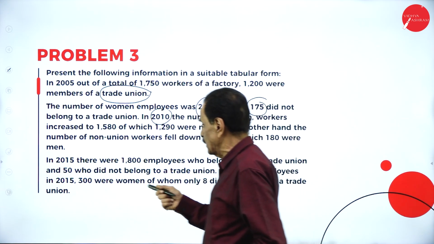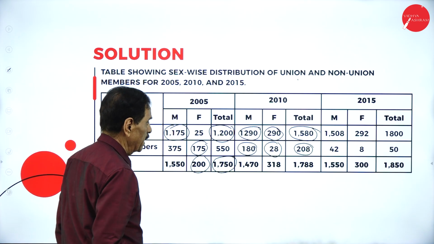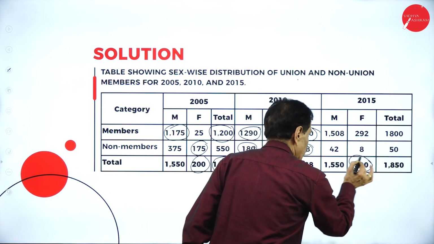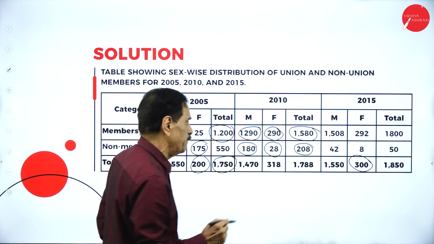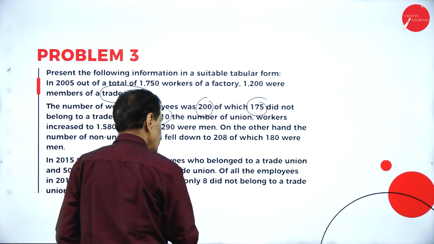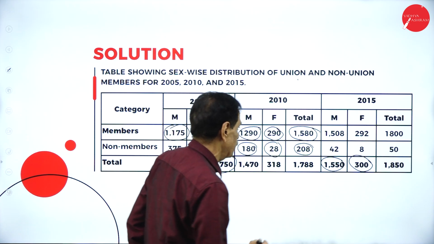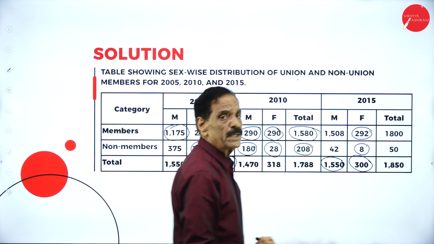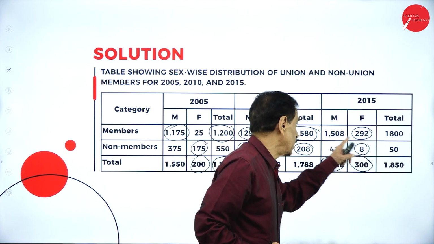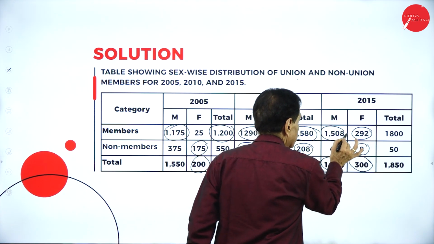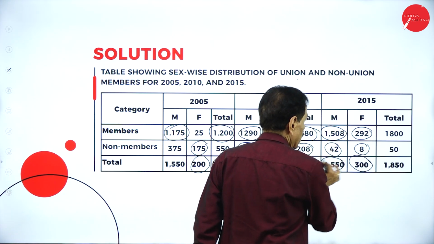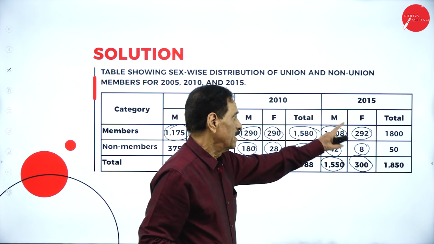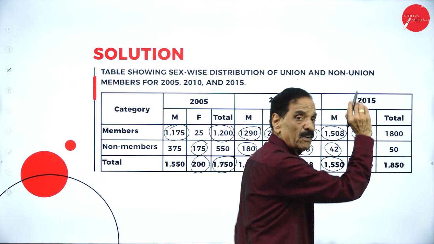Of all the employees, 300 were women. Out of 1,850, 300 were women, which means 1,550 is the men, the missing figure. Of the women, only 8 do not belong to the trade union. So how much belongs to the trade union? 292. So 300 minus 8 is 292. 50 minus 8 is 42. Add this: this is 1,550, this is 300. This is 1,850. The missing figures you have to calculate.